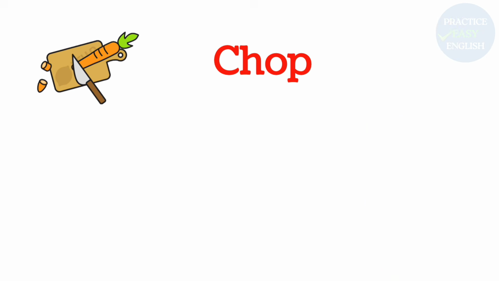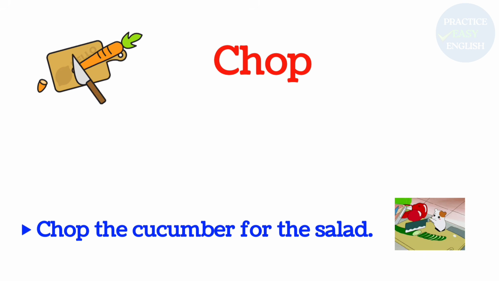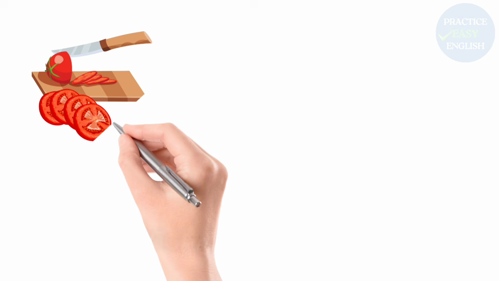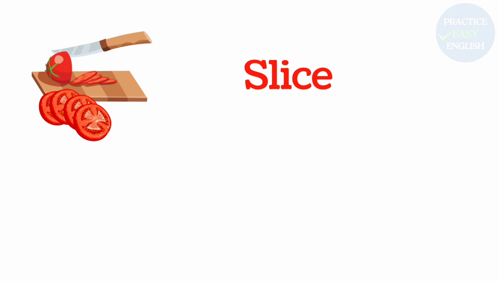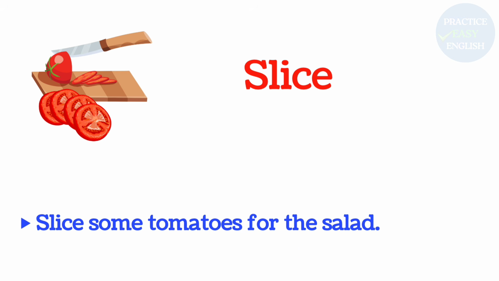Chop. Chop the cucumber for the salad. Slice. Slice some tomatoes for the salad.